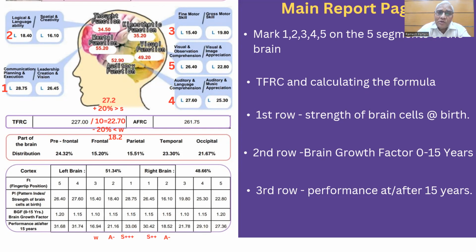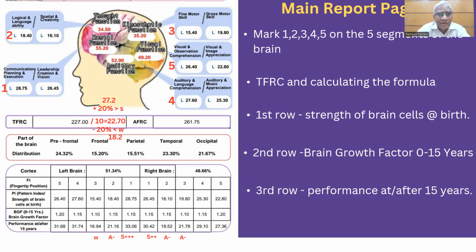Third right controls gross motor skills. These are activities which the child does with the whole body. Dance, for example, games, sports, then yogasanas, martial arts, where employing the whole body, the child is doing an activity. For this child, it is 21.78, right brain 3. So this is about average minus.